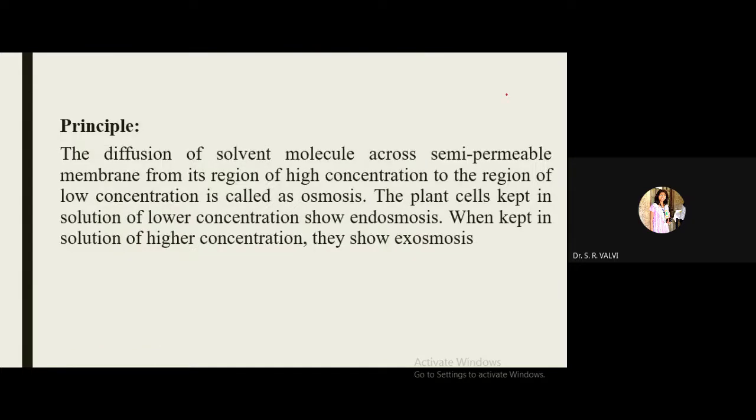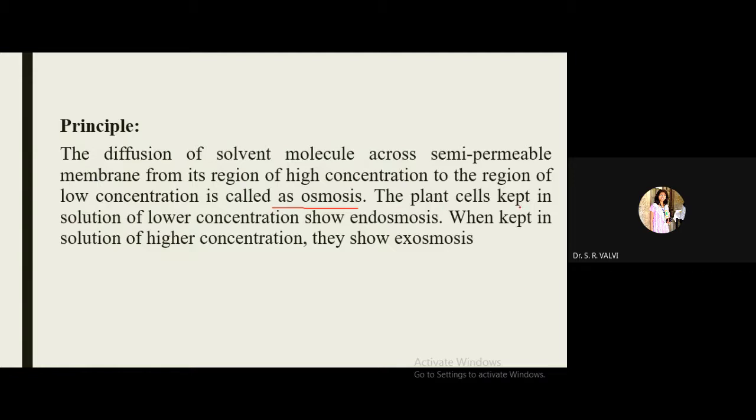Before going to the actual experiment, see the principle of this osmosis process. Diffusion of solvent molecules across a semi-permeable membrane from the region of higher concentration to the region of lower concentration is called osmosis. We have seen this osmosis during our theory lecture also. So osmosis is nothing but the movement of solvent molecules from higher concentration towards lower concentration. We have to see this osmosis process in a petiole which we are going to keep in three different kinds of solution.